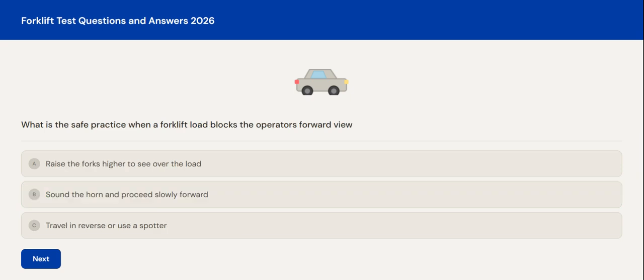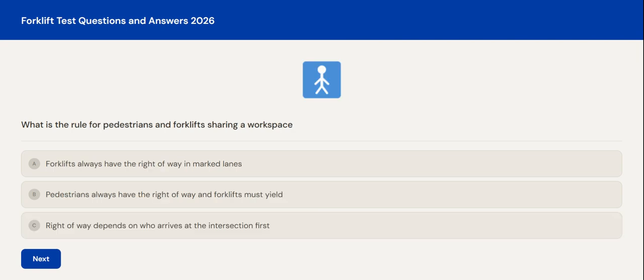Next point, what is the safe practice when a forklift load blocks the operator's forward view? Travel in reverse, or use a spotter. If you cannot see where you're going, you cannot safely drive forward. Reverse travel or a spotter are not optional, they are the required response.